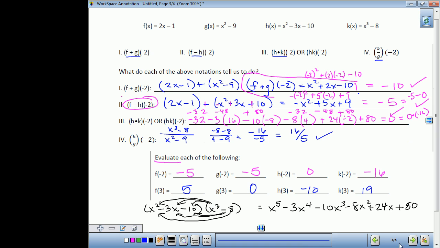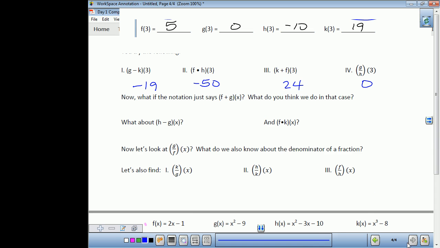Okay, so you try evaluating with the 3's. Feel free to use the shortcut. Easy shortcut.